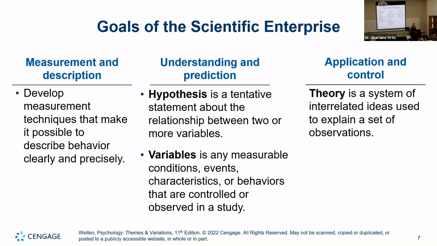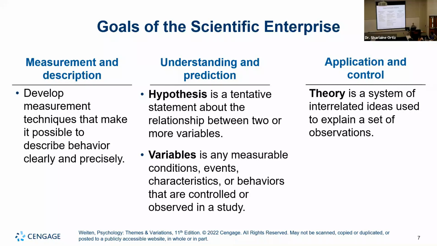The second goal that I want to talk about is understanding the phenomenon and predicting the phenomenon. How do we do that, right? How do we go about understanding and making a prediction? The first thing that we do, we have to develop a hypothesis. We like to make hypotheses because we are able to test a prediction.